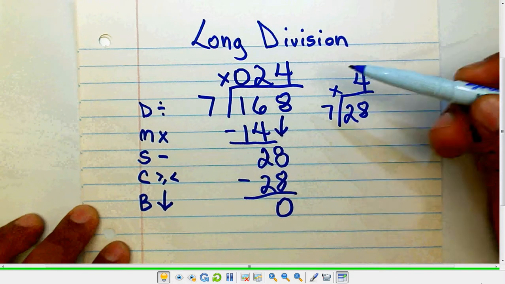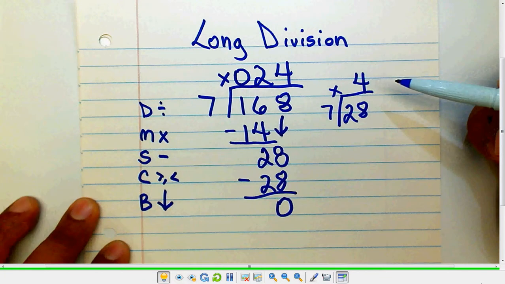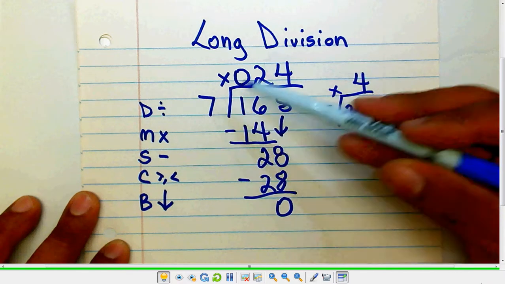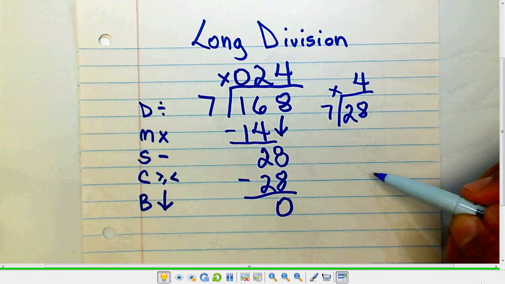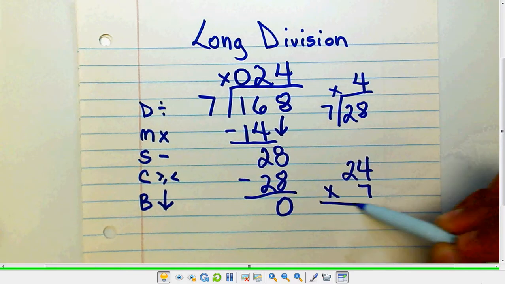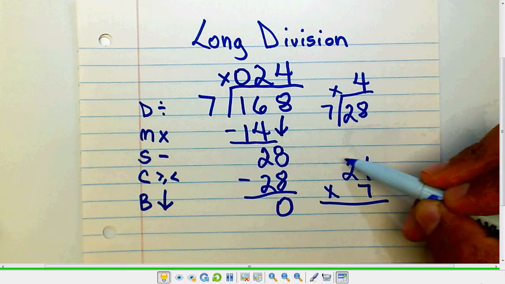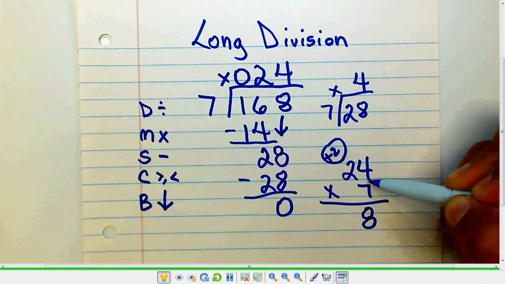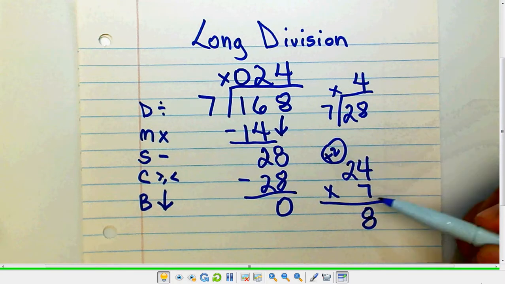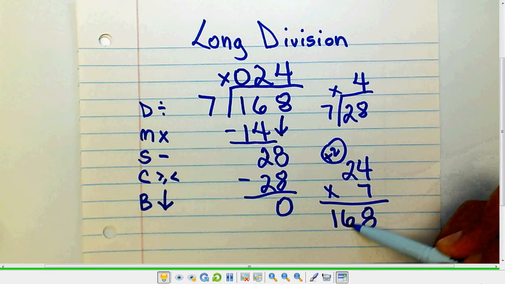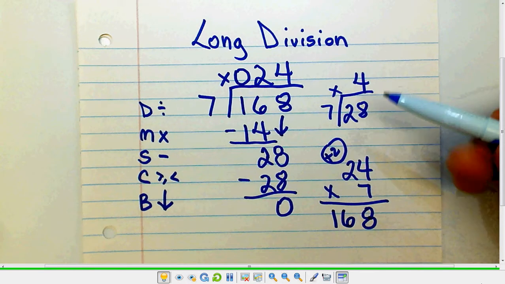Okay, we must check with the inverse, which is the multiplication process. So we have quotient times the divisor. We have 24 times 7. 7 times 4, 28. 7 times 2, 14, plus 2, 16. So we have 168.